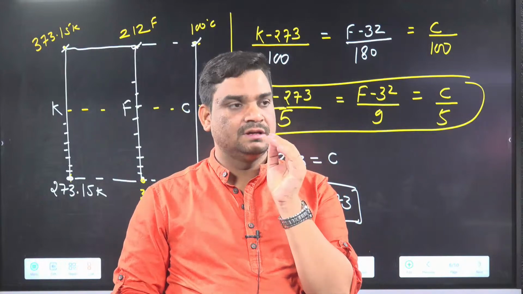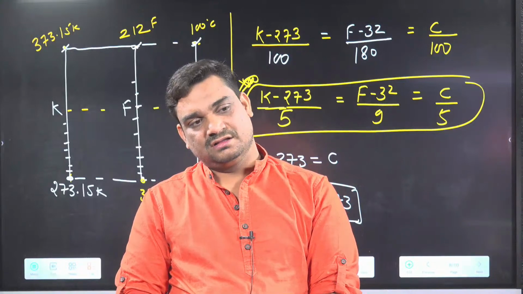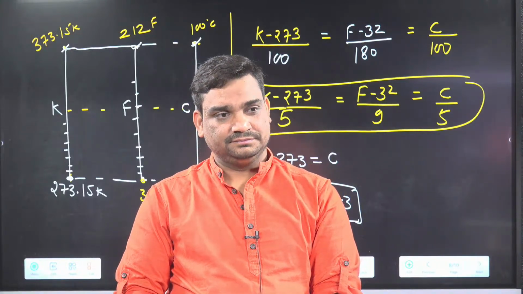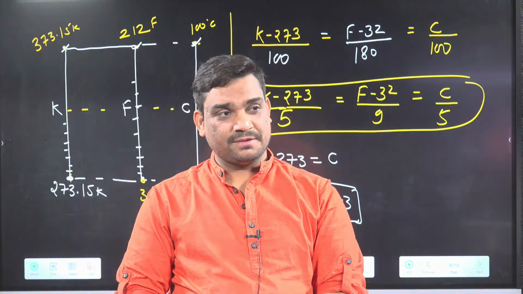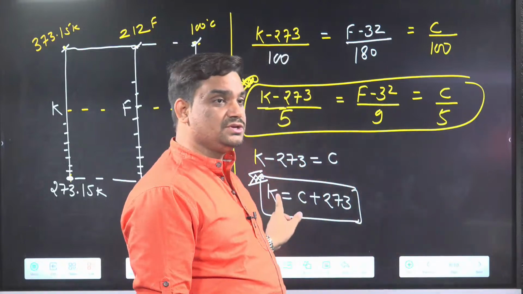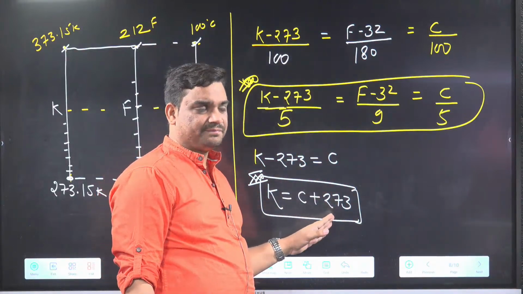In physics, wherever you have to put the values, you will put in the Kelvin or degree Celsius. K, okay. 90% of the time we are going to use K. So this relation we need to remember: K equal to C plus 273, okay.